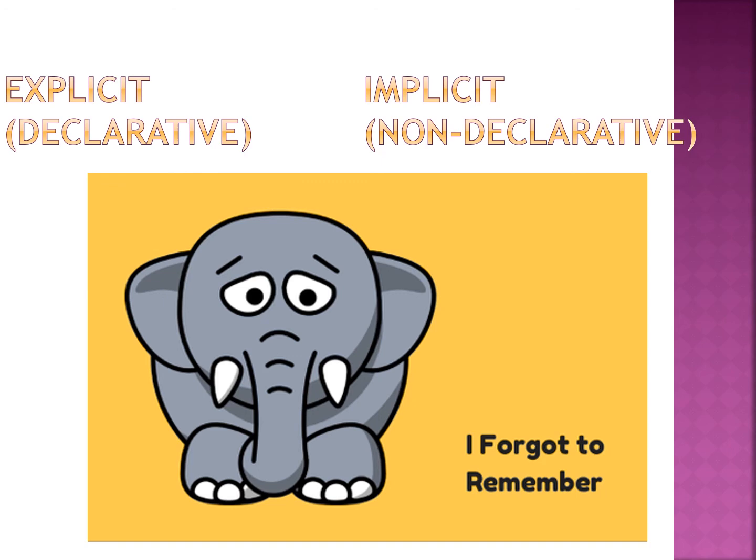Now, an implicit or a non-declarative memory are things that you can't explain. This is memories that we aren't consciously aware of. So being able to walk, try to explain to someone how to walk, other than saying, well, put one foot forward. There's way more going on to this. There's so much that your muscles and your body are using in order to keep balance. There's a lot going on. So those types of things, mostly muscle memory type stuff, that is non-declarative.